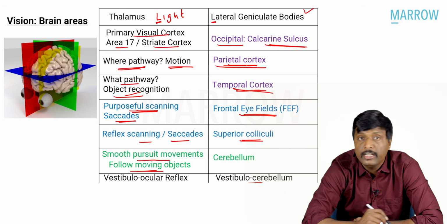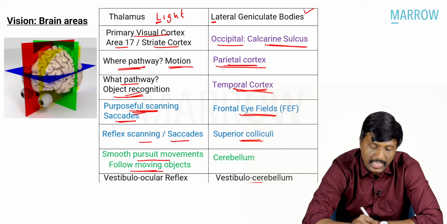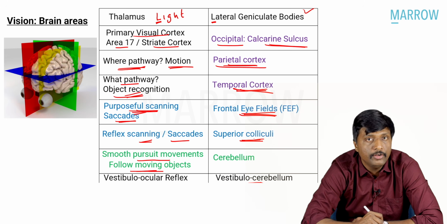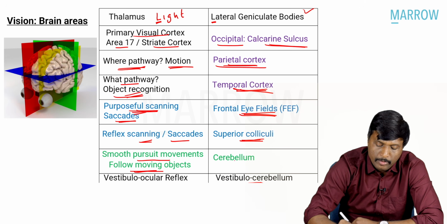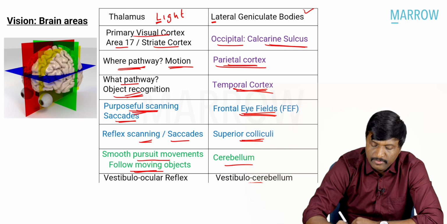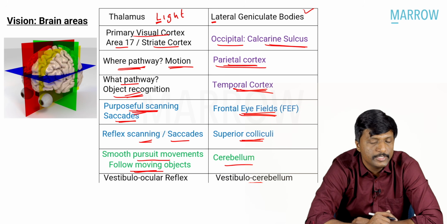Where pathway, parietal. What pathway, temporal cortex. Purposeful scanning, frontal eye fields. Reflex saccades, superior colliculi. Smooth pursuit movements, that is following moving objects, cerebellum. Vestibulo-ocular reflex, your head is moving to one side, the eyeball moves in the opposite direction. Vestibulo-ocular reflex, vestibulocerebellum. So for this question, the answer is frontal eye fields.